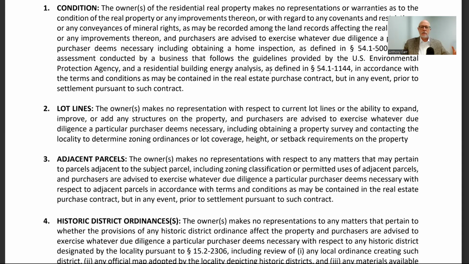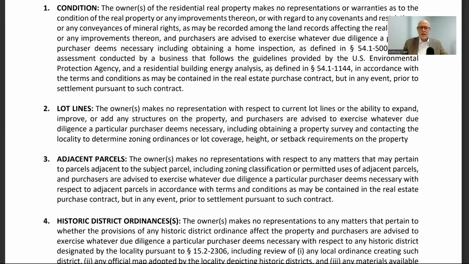Lot lines, the owner makes no representations with respect to current lot lines. So this is where we get the question from a lot of buyers. We just had a meeting on this in one of our team meetings, and the attorney said, should you get a survey? And so this is why, because the seller makes no representations about the survey. It's about $400 in today's world. If it's a larger lot, it could be upwards to $1,000, $1,500, $2,000. If it's a really large lot, like 4, 5, 6, 10 acres.